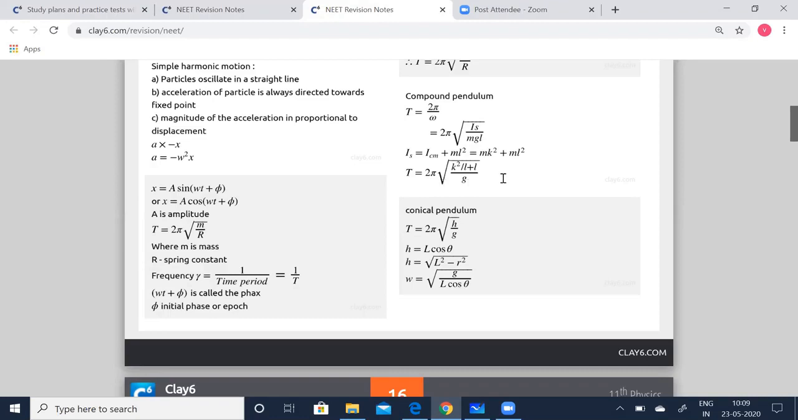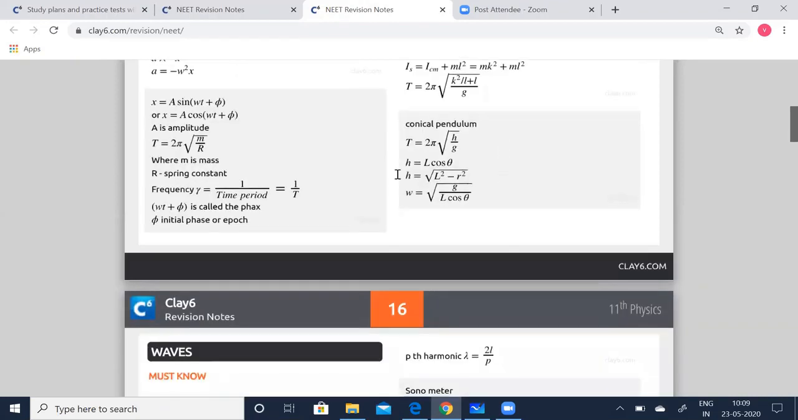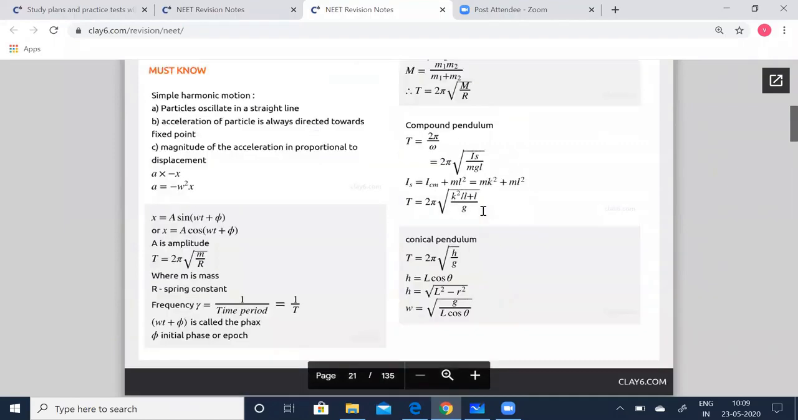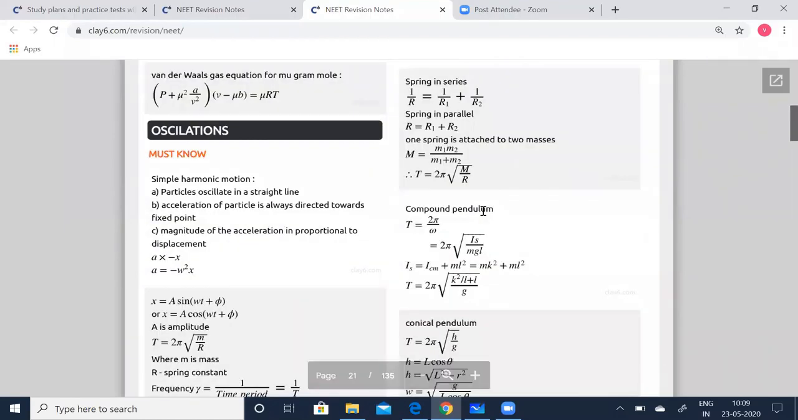If it is now going to be a conical pendulum, then T is equal to 2 pi root of h by g, where h is equal to l cos theta, where h is the height, or which is equal to root of l squared minus r squared, where l is the slant height, h is the height of the cone, and g is the acceleration due to gravity. So omega is equal to root of g by l cos theta. So these are the important formulae you'll have to remember in this lesson, oscillations.